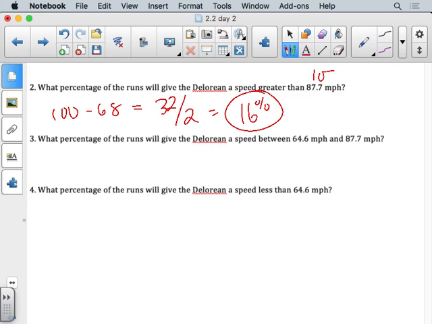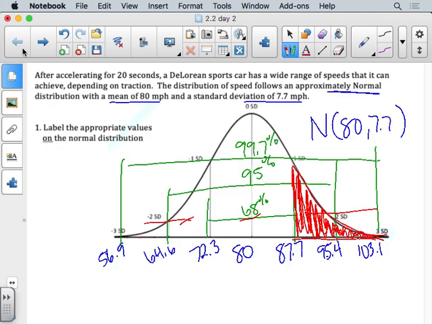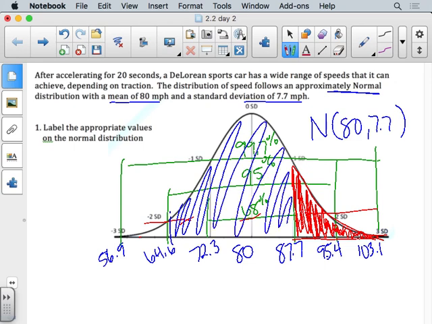Okay, what percent will be between 64.6, which is at -2 standard deviations, to 87.7, which is at +1 standard deviation? We could go about this a couple different ways. We're trying to get this blue part here, this whole little area. What percent of the graph is that?